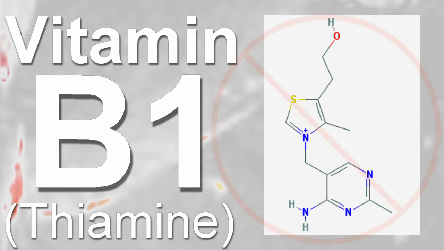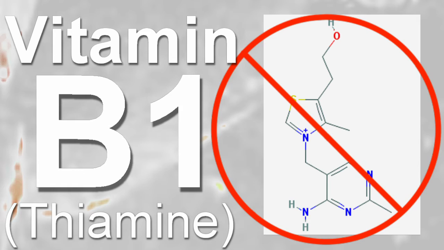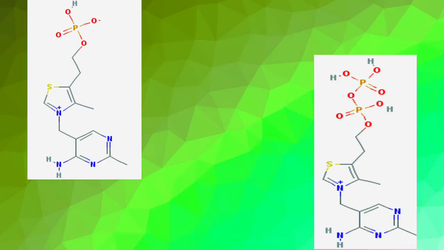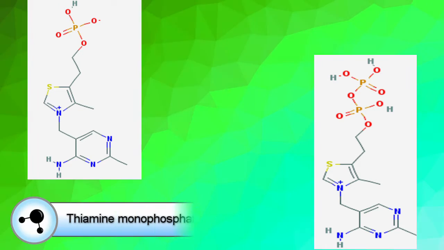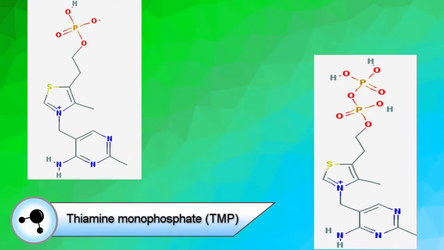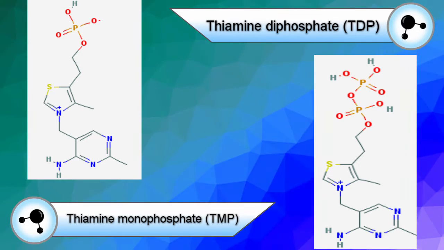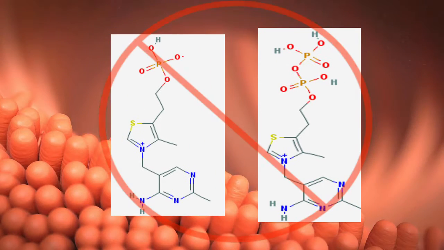But vitamin B1 doesn't really exist in its free thiamine form. Instead, they are found bound to phosphorus groups. If there's one phosphorus group, then it is called thiamine monophosphate, and if there are two, then it's thiamine diphosphate. Simple enough. There is a problem though. We cannot absorb either the monophosphate or diphosphate version.